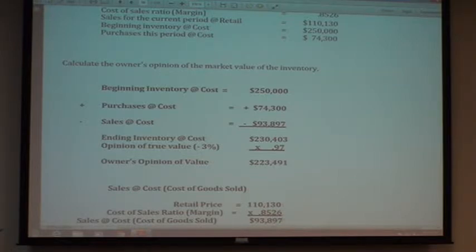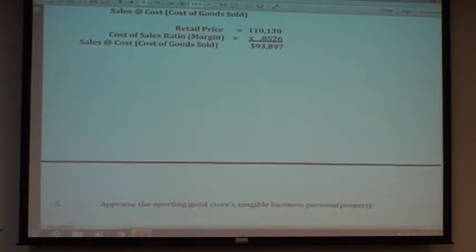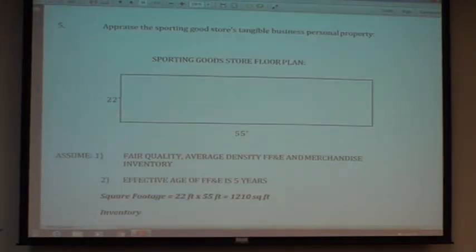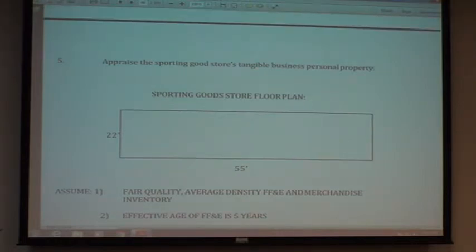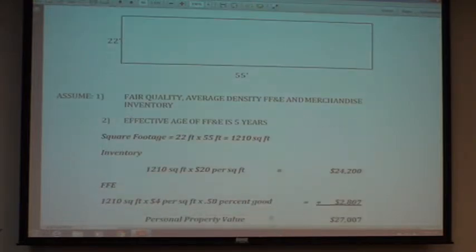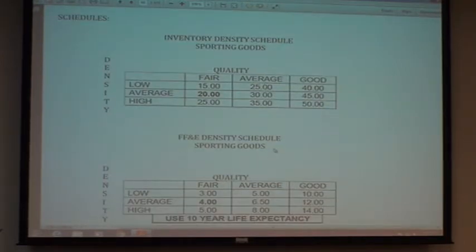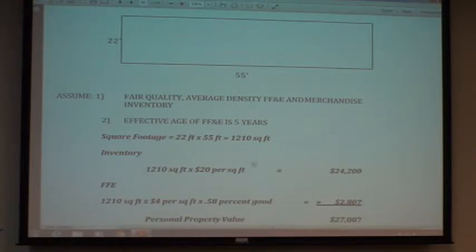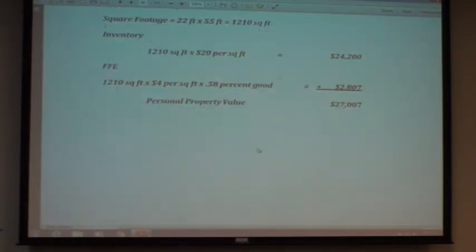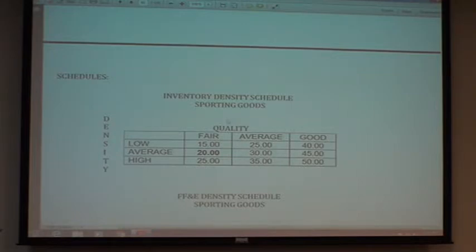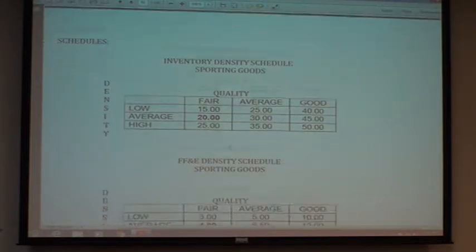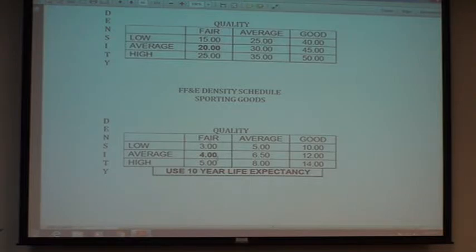Everybody good? Let's roll on to one more here, and we'll get on to today's subject, okay? It's hard to give this one to you. Let's just look at it, because there's too many charts and graphs here. Sporting goods store floor plan is 22 to 55, so we measured the store at 1,210 square feet. We look at our charts here on the next page, and it says it's got what? Fair quality, average density, furniture, fixtures, and merchandise both. So on the inventory, we do fair quality, it's gonna be 20 bucks a foot. On the fixtures, it's gonna be 4 bucks a foot.